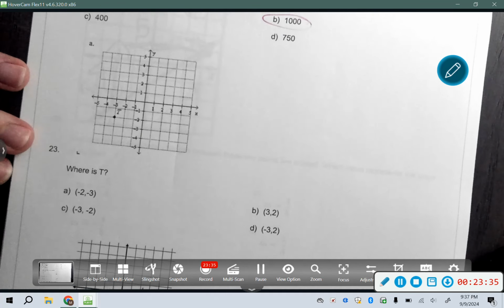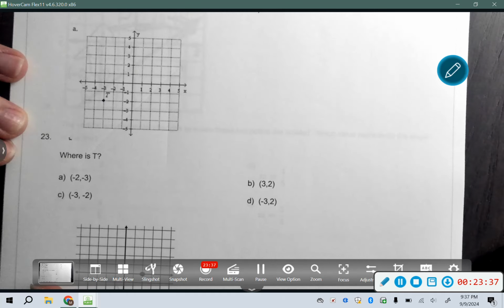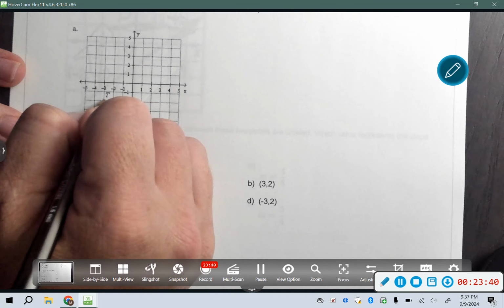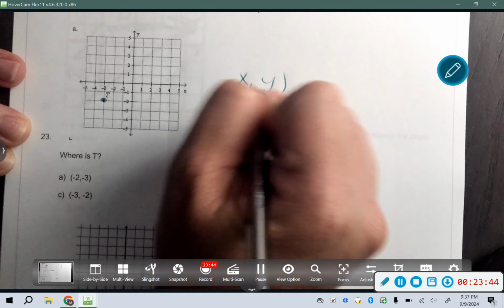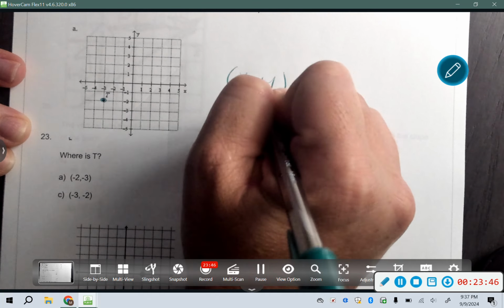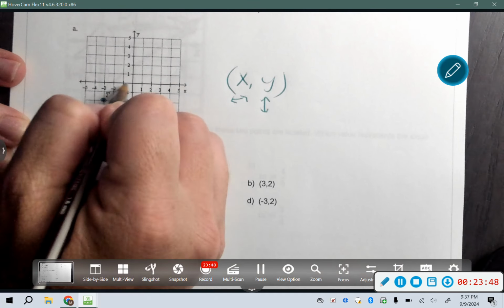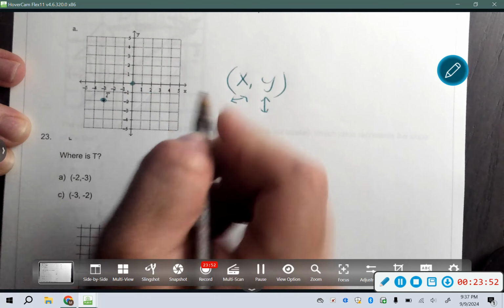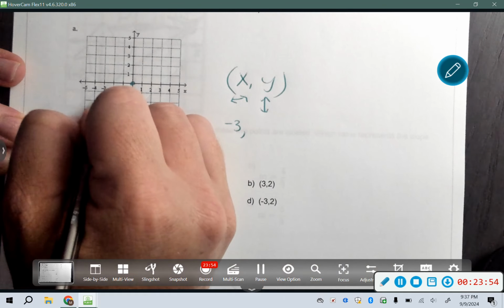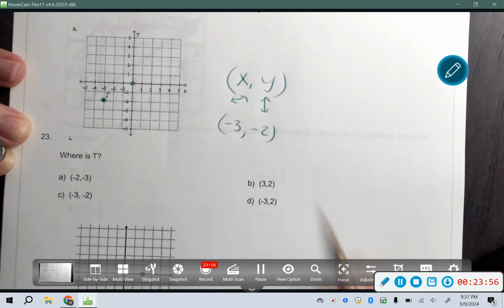Okay, look at 23. Where is T? Here's T. Remember, we write points x comma y. X is my side to side, y is my height. So I go from the center, here's 0, 0. I went left 3, so negative 3, comma, down 2, which is negative 2.